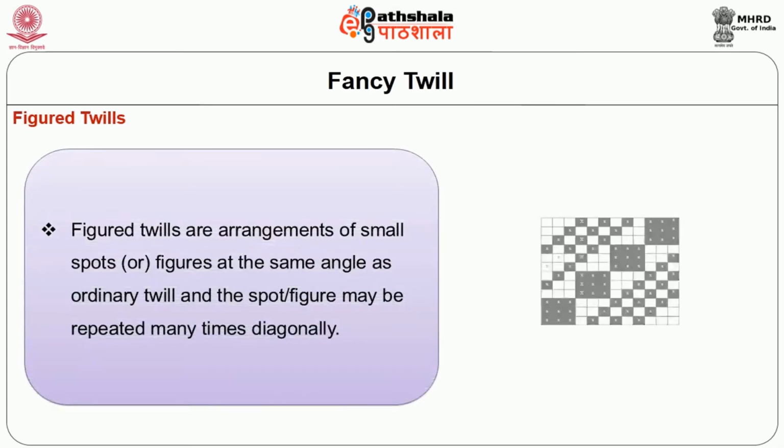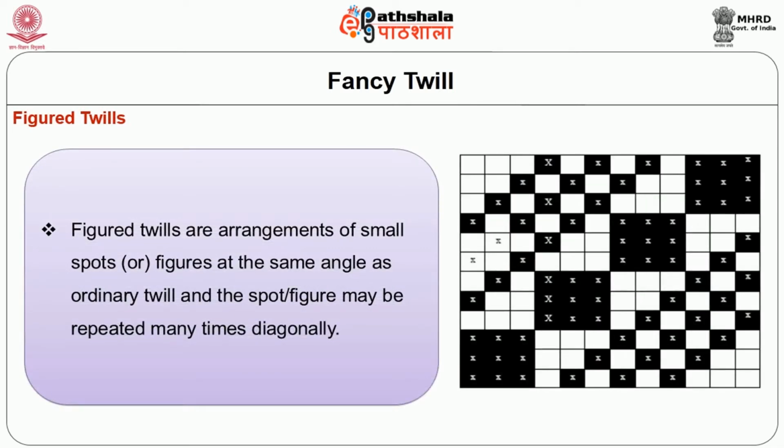The third variety of the fancy twills are the figure twills. The figure twills are arrangement of small spots or figures at the same angle as the ordinary twill, and the spot or figure may be repeated many times along the diagonal line. An example of the figure twill is illustrated in figure 1.3, where the spots are repeated 4 times and the complete repeat of the twill is repeating on 12 ends and 12 picks. So you can see the diagonal block repeating on 3 by 3 along the right hand diagonal line, and then the regular weave repeats alongside.